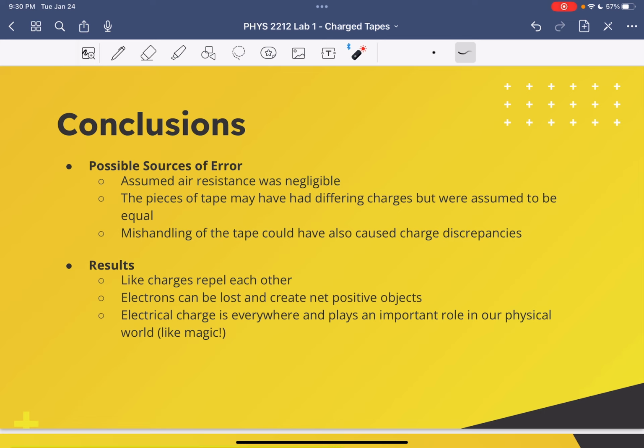But in the end, the results are indisputable. Like charges repel each other, electrons can be lost and create net positive objects, and electric charge is everywhere and plays an important role in our physical world.